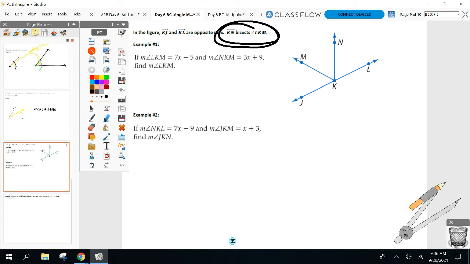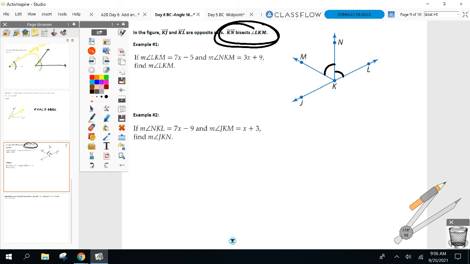What are you guys marking on your diagram? Arc marks where? For which angle? If LKM is the angle that's getting bisected, where are your arc marks? Grace, go. LKM and NKM. NK, yep, right there. What are those arc marks telling me? They're equal. They're the same measure. Let's get in that habit. Bisects: mark the diagram with arc marks. All right, let's keep reading.